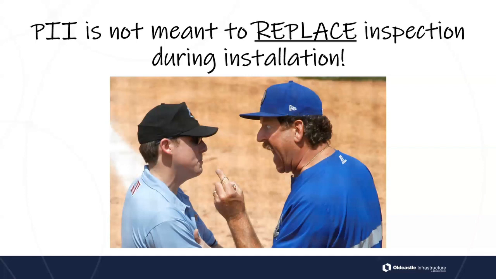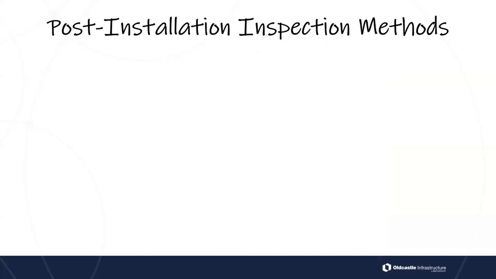PII, or post-installation inspection, is just a safeguard and a secondary thing that we can put in to make sure that if our inspector missed something out in the field or was gone or had to run to another meeting or something, we want to make sure that sections of pipe weren't installed incorrectly. And post-installation inspection is a very good way to ensure that. So there's a couple of different methods that we'll talk about.